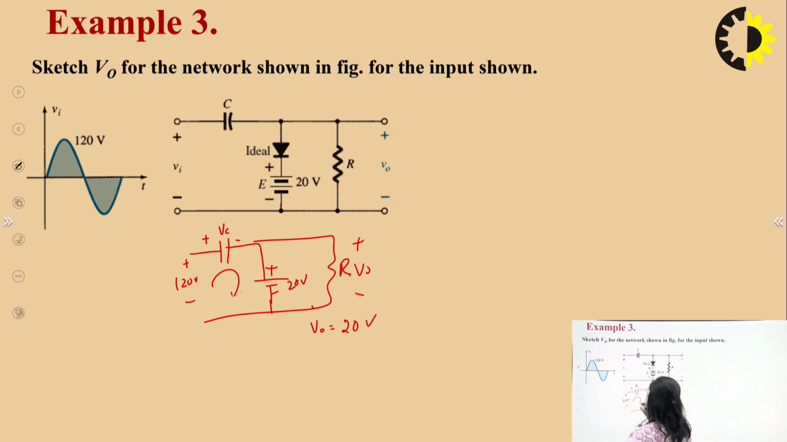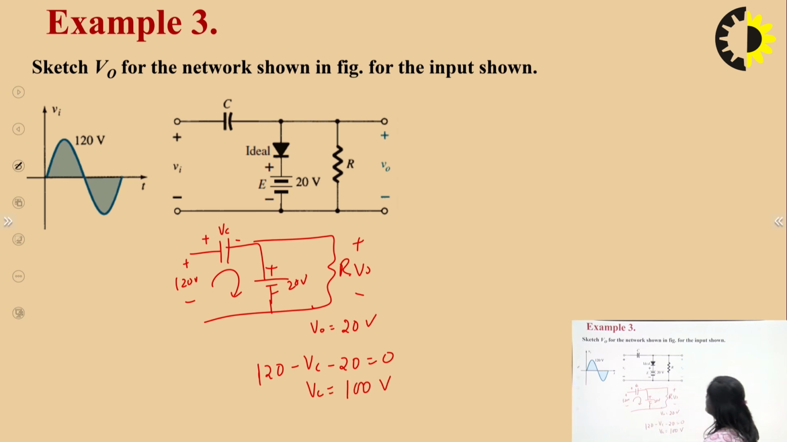And we can apply KVL here. 120 minus Vc minus 20 is equal to 0. So Vc would be equal to 100 volt.